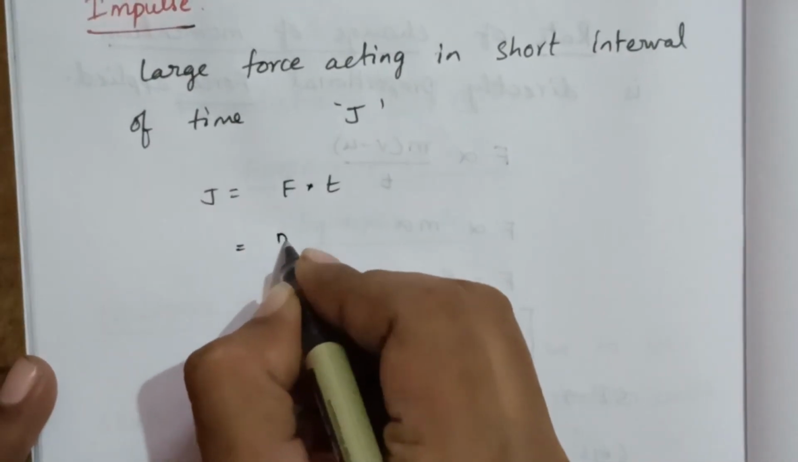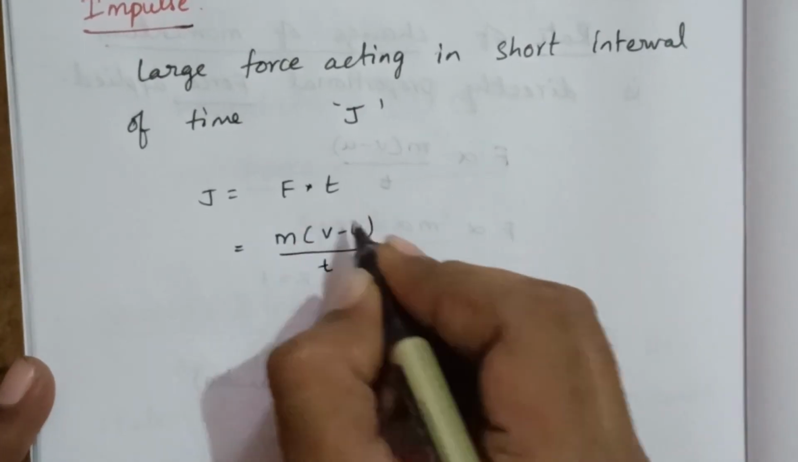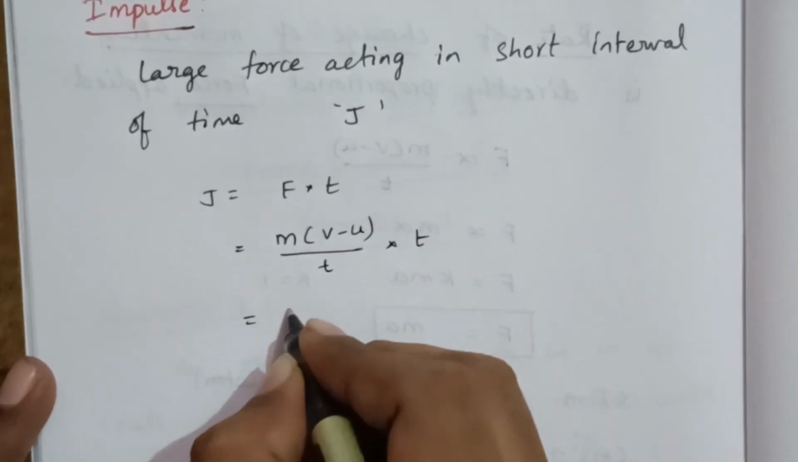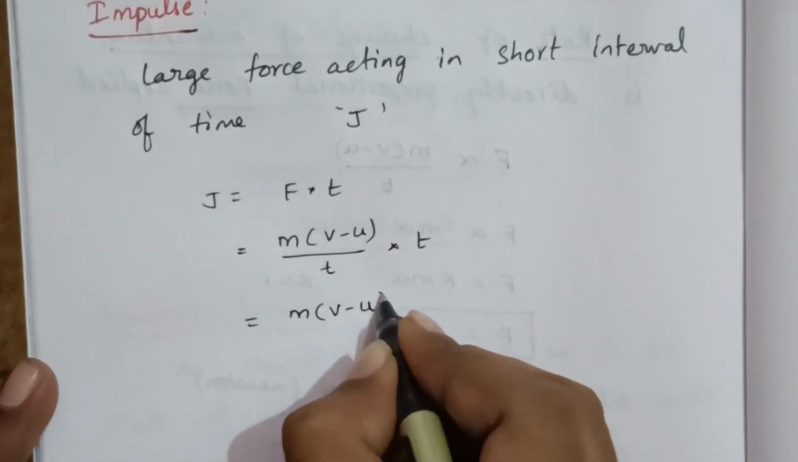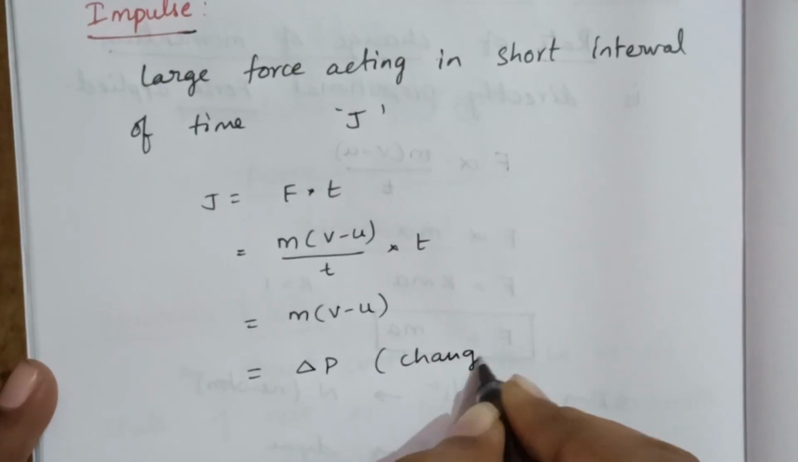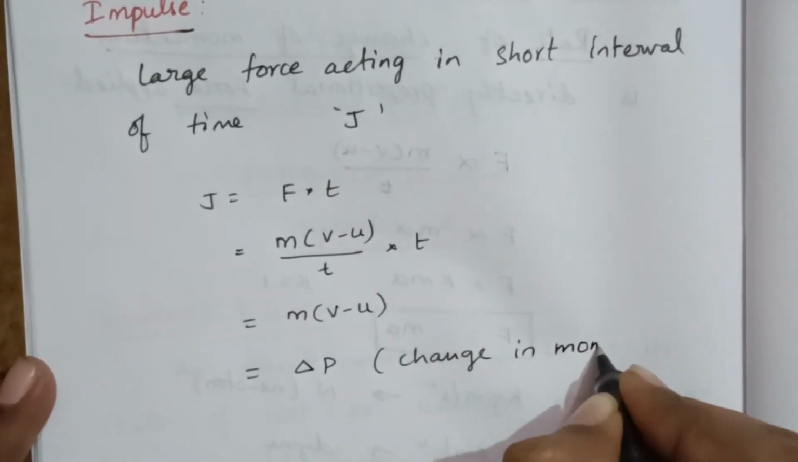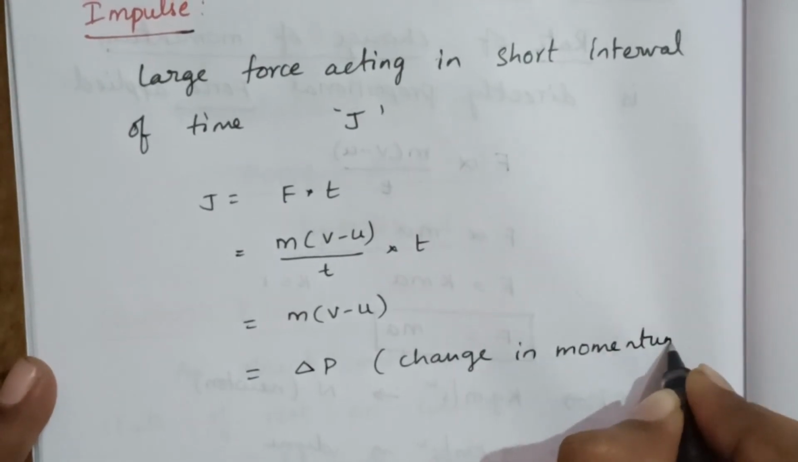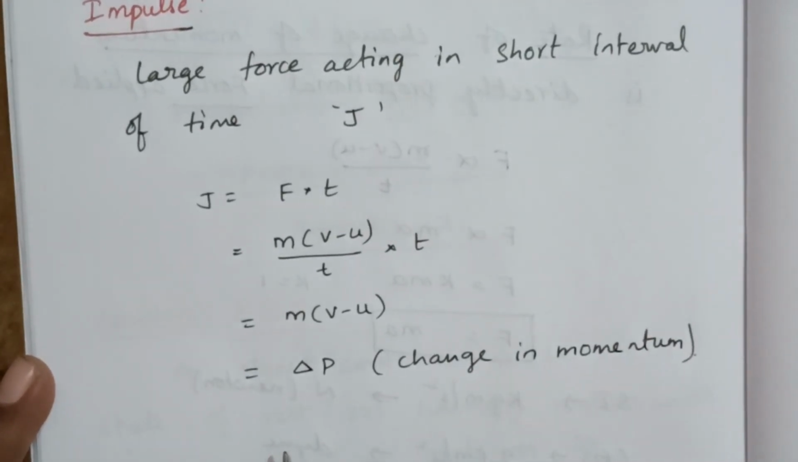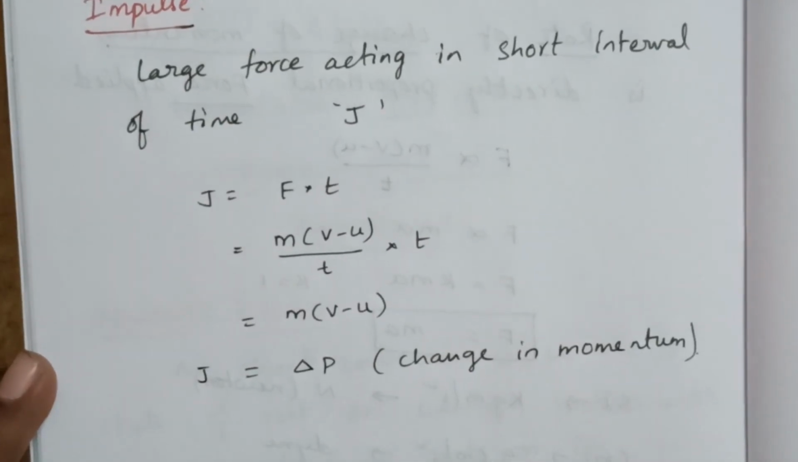So we can write force means m into (v minus u) by t, into time. T gets cancelled, m into (v minus u). So we can write it is change in momentum. So impulse equal to change in momentum. So impulse also has the same units as momentum. Impulse units and momentum units are the same. Impulse is simply change in momentum.